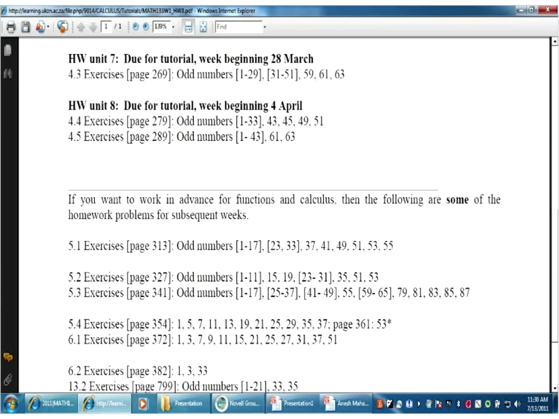What we do is we put these up during the course of the week, the tutorials that are due for the next week. If students want to work ahead, then below the horizontal line, some of the tutorial problems for subsequent weeks are given. So this allows students to work ahead if they want to.